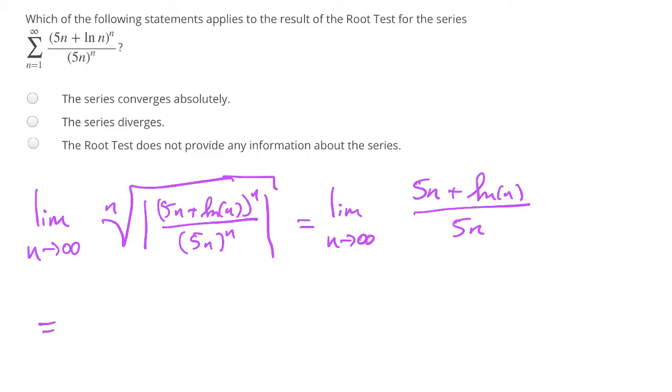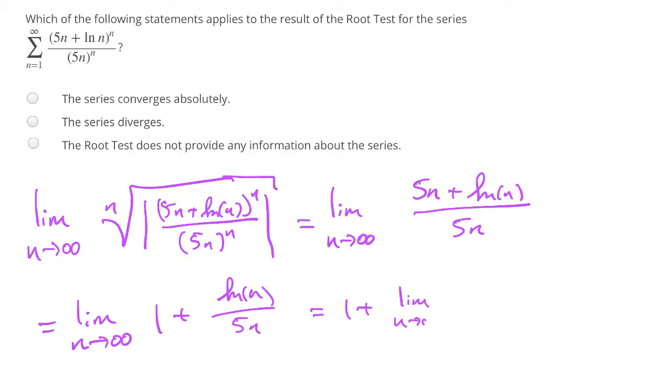Well, if we do a little more algebraic simplification on that, we have the limit as n goes off to infinity. We divide everything by 5n, so we get 1 plus the natural log of n divided by 5n. And we're looking at the limit as n goes off to infinity. Well, the first term, our 1, really doesn't do much. It's just a constant, so we have the limit as n goes off to infinity of the natural log of n divided by 5n.